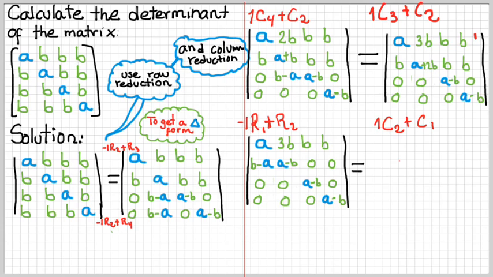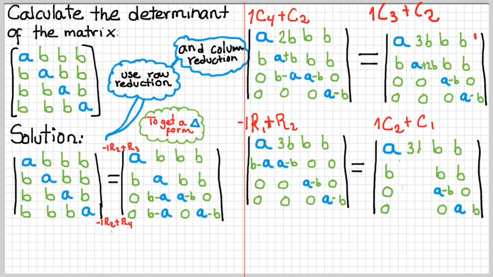So 1 times column 2 plus column 1 once again. And very fast, let me write the matrix and erase whatever I need to erase, which is column 1, and then using this to modify it. So I get a plus 3b because we are adding this guy and this guy. Next term is 0, this is what we wanted, and then the remaining terms are 0. So now I get a triangular matrix.